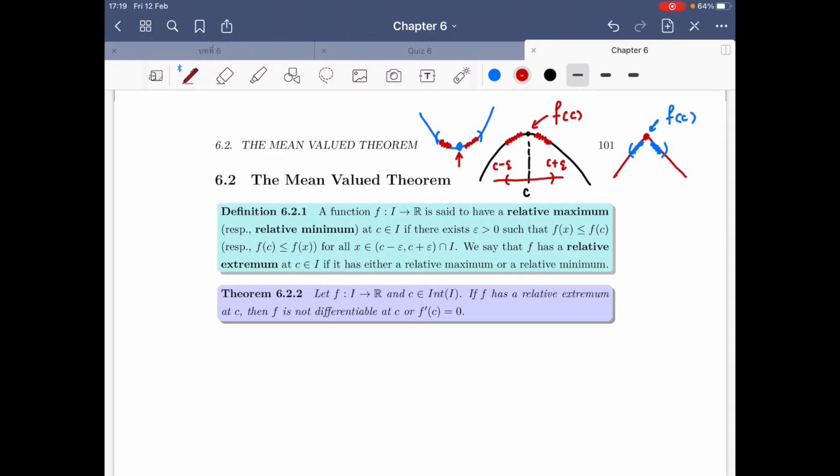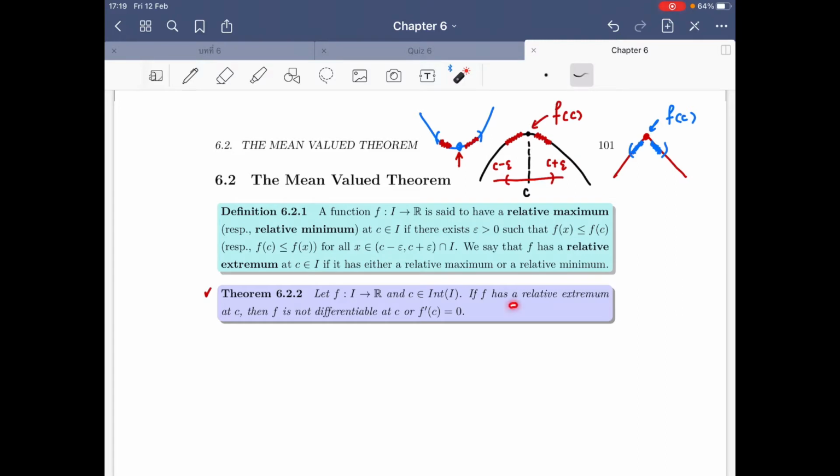So let us look at this theorem. Before we go into the mean value theorem, we need to prove this one first. It says that if f is a function from the interval I to the real numbers R, and c is an interior point of this interval, so it means that it is not at the endpoint, the left end or the right end.